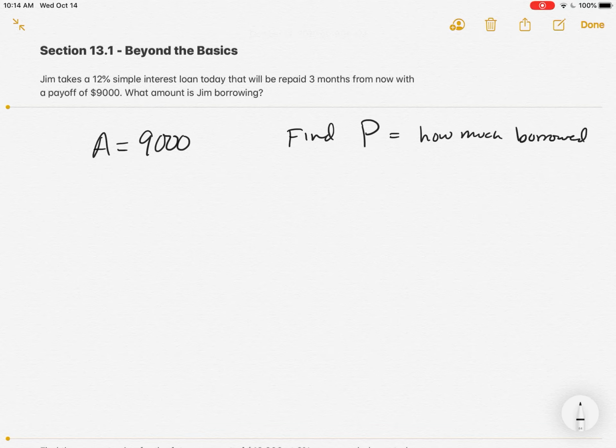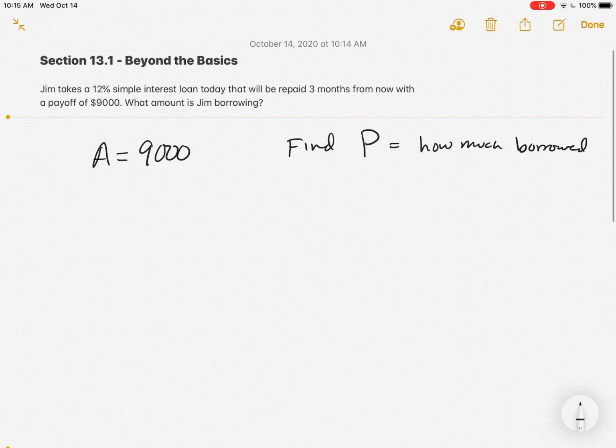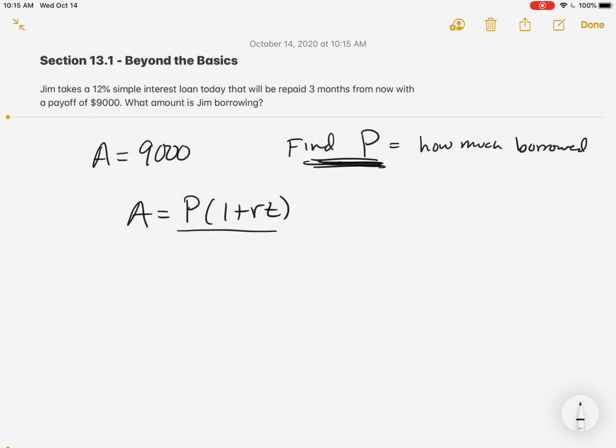Well, we're going to use the same formula. Now, remember, it's simple interest, so they do bounce back and forth. So the simple interest formula where we have the accumulated amount or the final amount is A is equal to P times 1 plus RT. And in this case, we want to find P. So using our algebra skills, we can solve for P by dividing by 1 plus RT. Put that in parentheses.